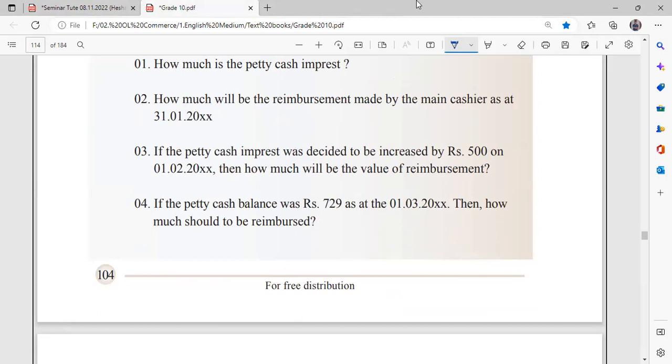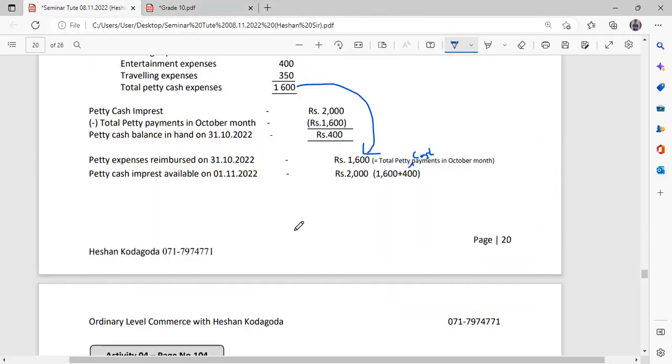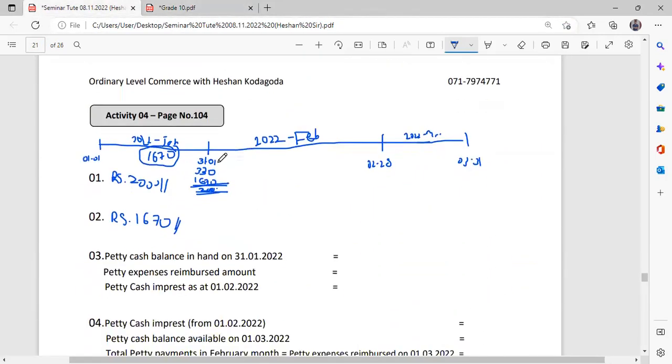2022, how much will be the value of the reimbursement? Right. Now this is very much important. This is our timeline. Now I'm going to divide it. This is February 1st. Now you know February 1st balance available is 330. Why? During the month paid 1,670. So the balance available is 330.